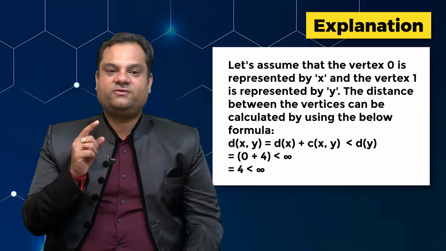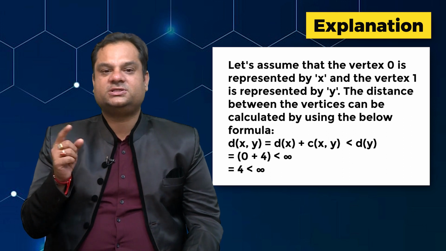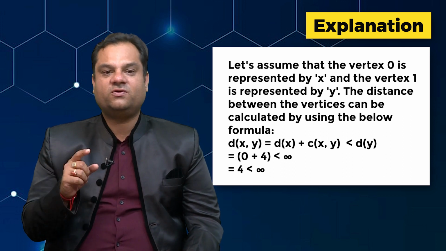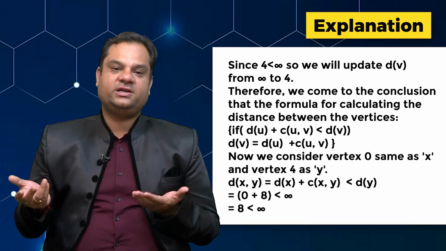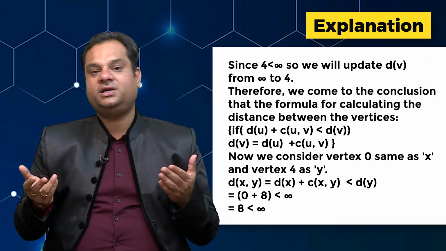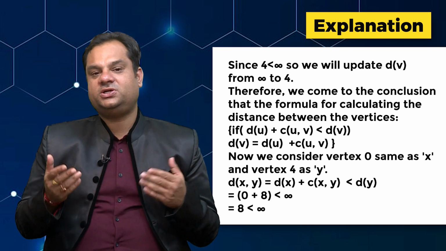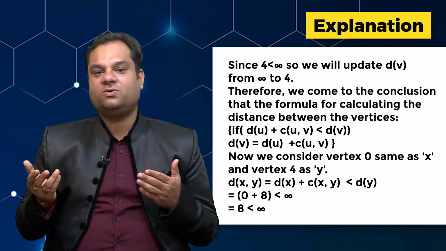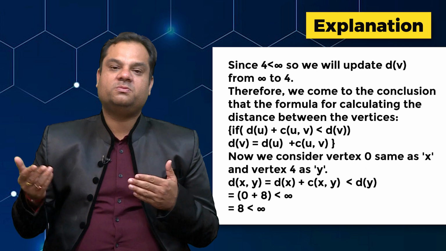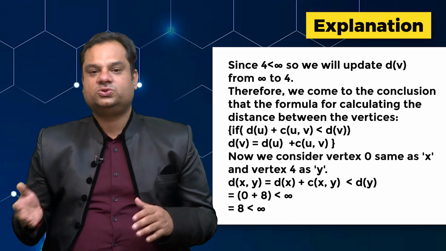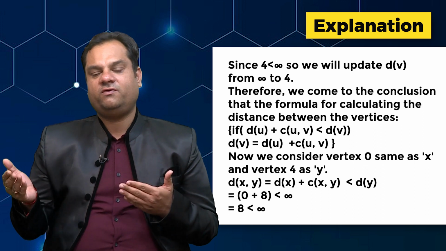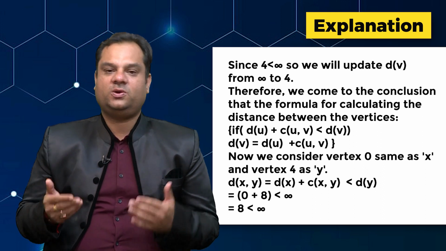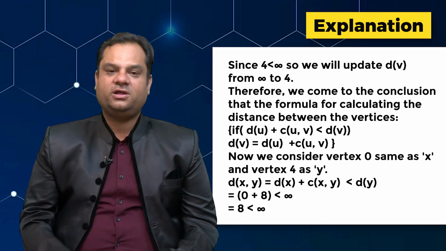So, after the addition of d of x plus c of x y, that is 4. So, 4 is less than infinity. Since 4 is less than infinity, we will update the d of v, it means the destination value, from infinity to 4. The new value 4 is no doubt less than infinity. That is why we replace the old value, infinity, by this new value.